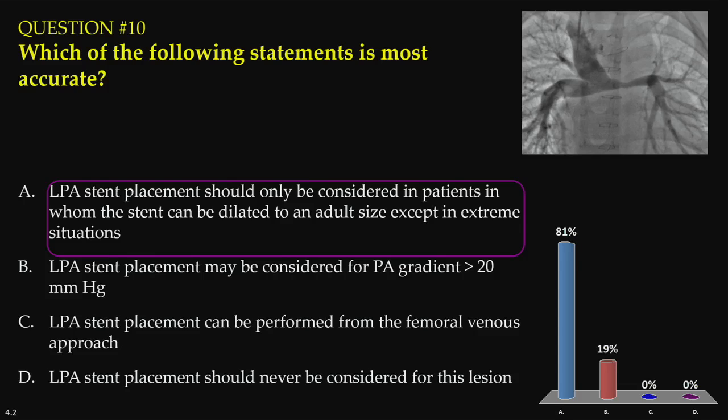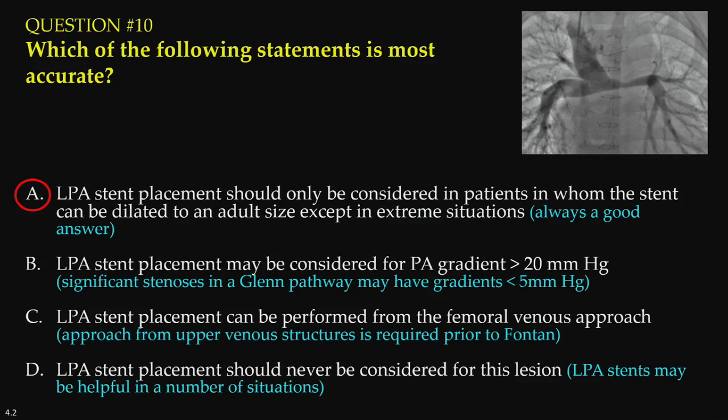So we don't need a high gradient to stent this. We want to look and say, is the left lung getting as much flow as the right lung? Probably not in this, because there's this PA stenosis. If I put a stent in there, can I augment the flow going to the left lung and therefore set this patient up as a better candidate for the Fontan? So that's why you would stent this, and you don't need a gradient of 20 to proceed.